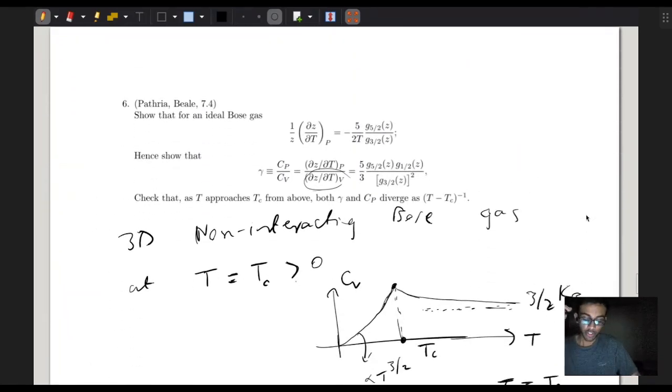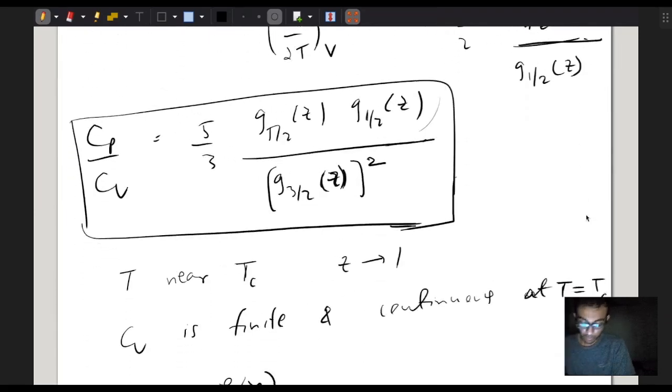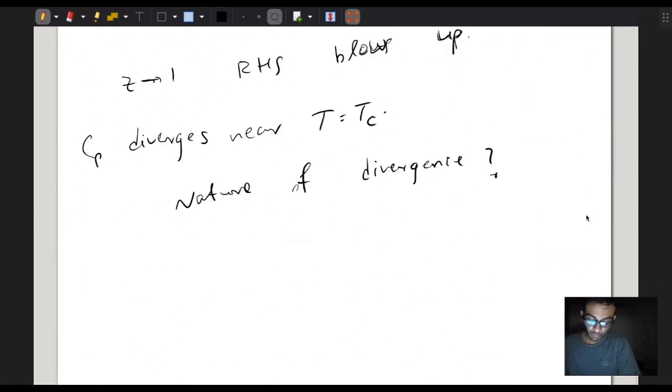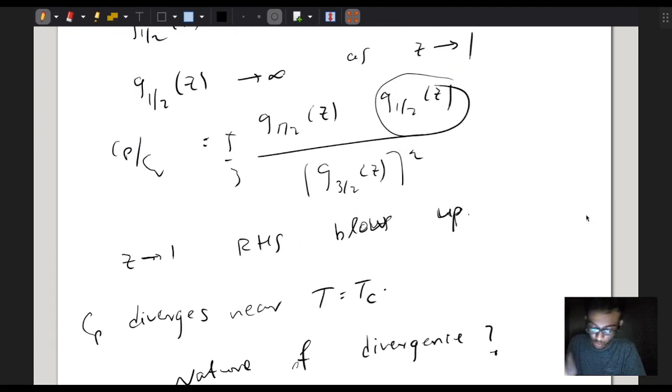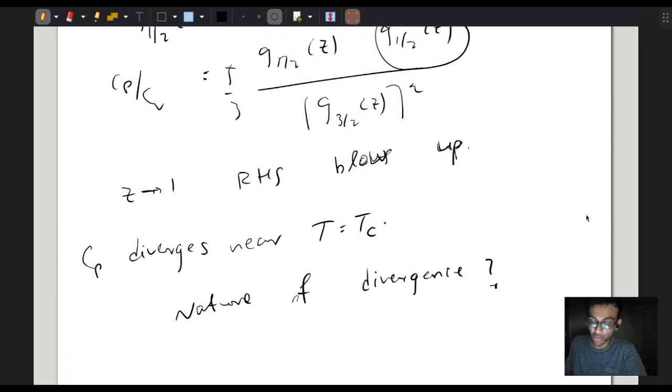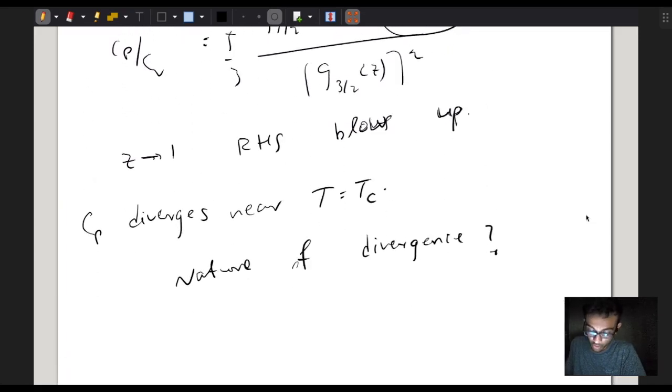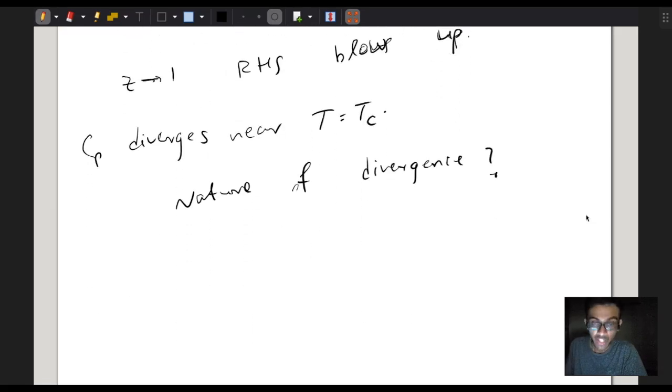So in the question it is also given that it will diverge as 1 over T minus Tc. So we have to show that this is the nature of divergence of Cp. Okay, let's try to do that in the remaining time. Since both these quantities are finite, we just have to understand the nature of divergence of this function g 1 by 2 of z as z goes to 1.